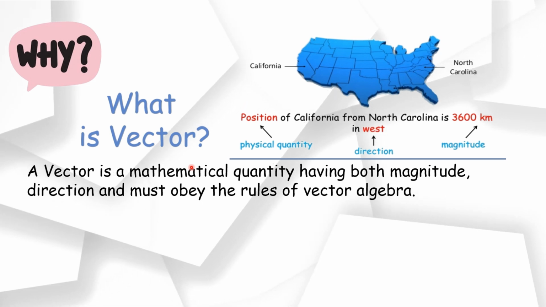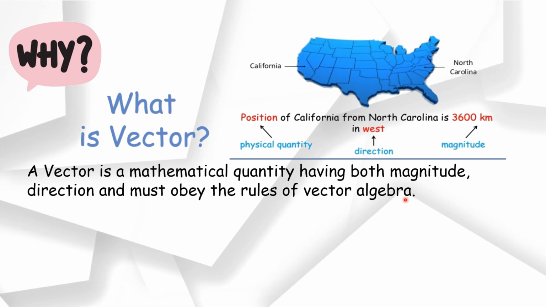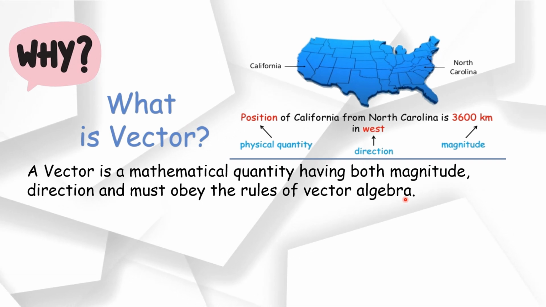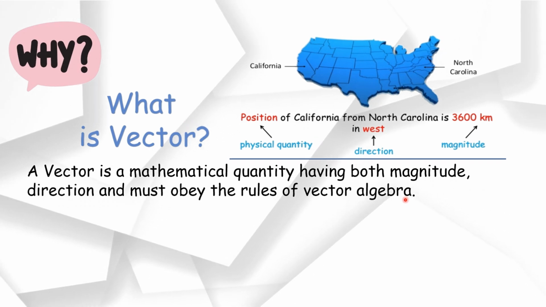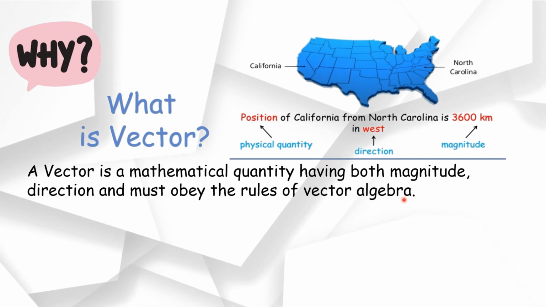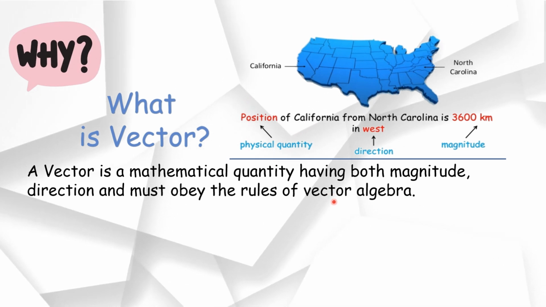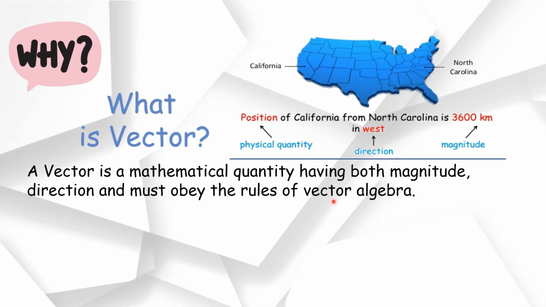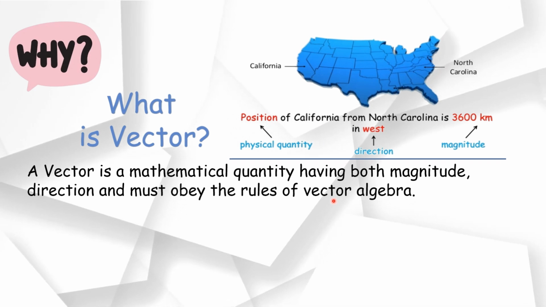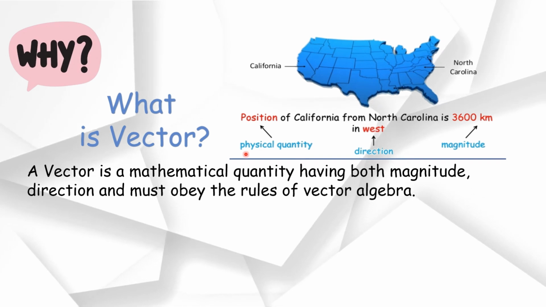So what is the definition? A vector is a mathematical quantity having both magnitude and direction, and one more thing, very important: it must obey the rules of vector algebra. This means how we do addition, subtraction, multiplication, division are all different from scalar quantities. So there are some particular rules of vector algebra, and that physical quantity must obey those rules. If it is obeying them, then that quantity is known as a vector quantity.